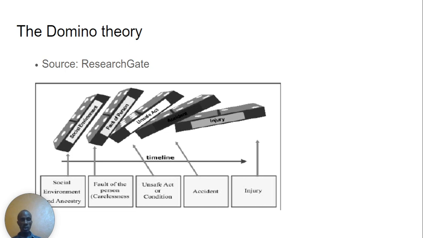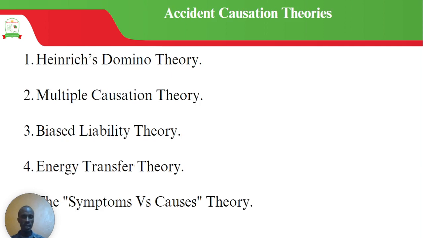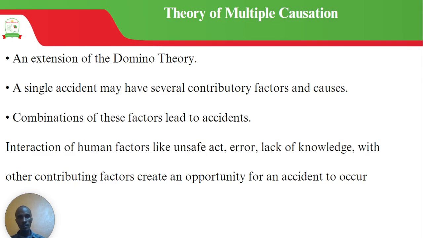So this is what Heinrich was trying to explain in this domino theory, that the accident is not a standalone factor, but is caused by other factors that are linked to each other, and in the end, you end up with that accident causing an injury.